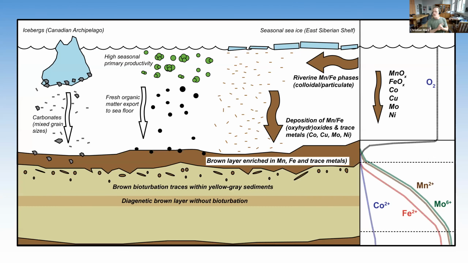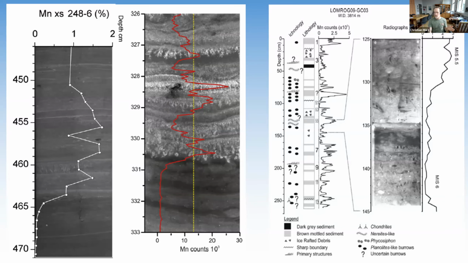Then melting starts and interglacial starts, and then all hell breaks loose. You have a lot of input of metals, iron, manganese, other trace metals from the continents. You have higher primary productivity, so a lot of organic matter arriving at the seafloor. And that basically means you're generating a superficial brown layer at the Arctic seafloor that is then also strongly bioturbated. So that means you can generate two different types of manganese layers in these Arctic sediments. That was our concept. And a few years later, we even found these different types of layers.